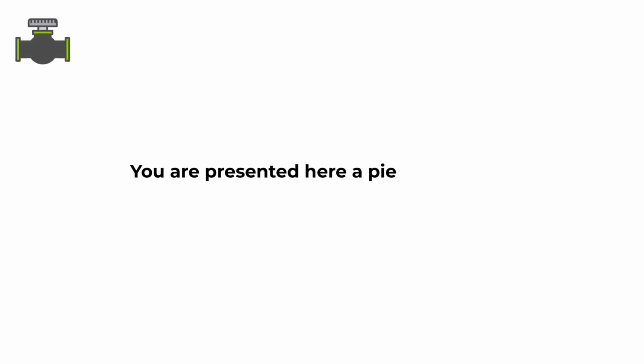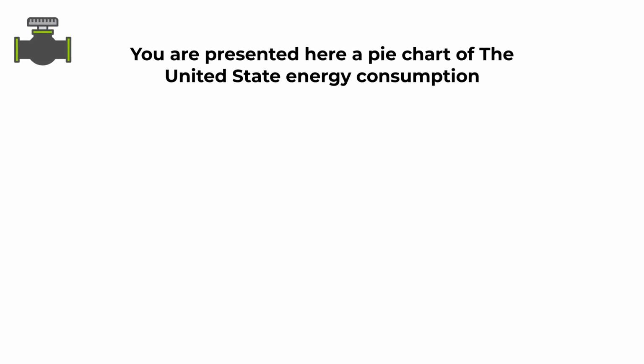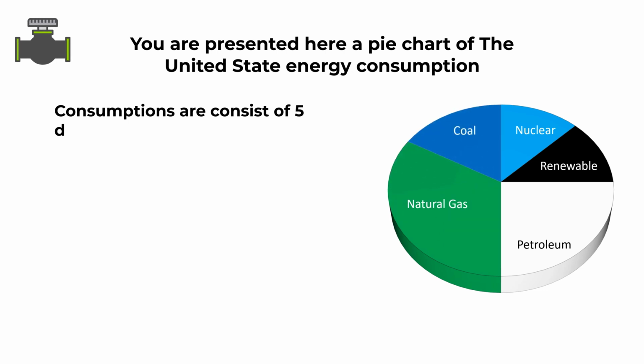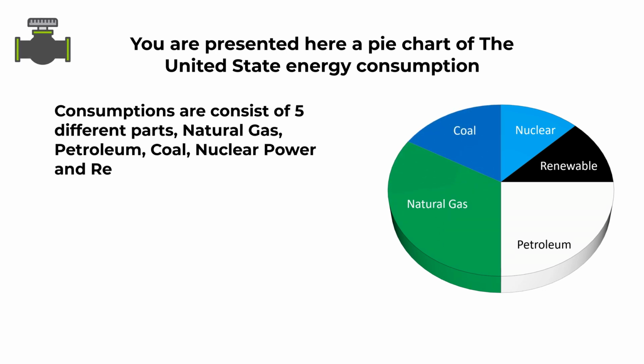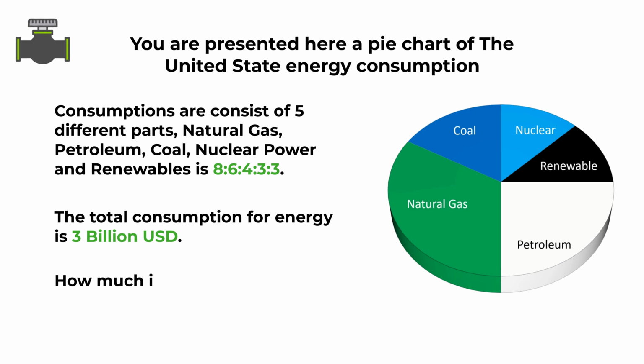You're presented with the pie chart of United States energy consumption. Consumption consists of 5 different parts: natural gas, coal, nuclear, renewables, as well as petroleum. The ratio between natural gas, petroleum, coal, nuclear power, and renewables is 8 to 6 to 4 to 3 to 3. The total consumption for energy is $3 billion. So how much in United States dollars was consumed in form of petroleum?